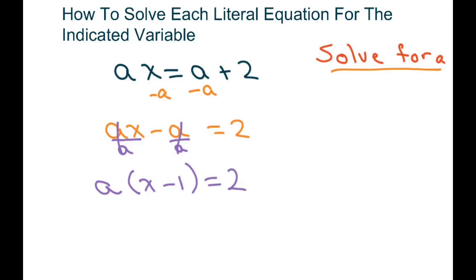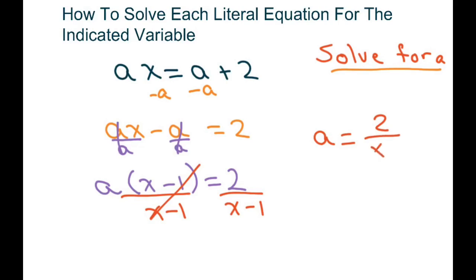Now we're just going to divide both sides by x minus 1. This equals 1, so a times 1 is a. And then you're just left with 2 over x minus 1. So we just solved for a.